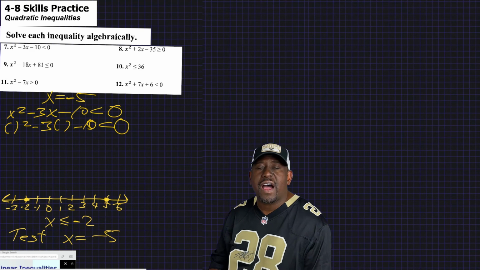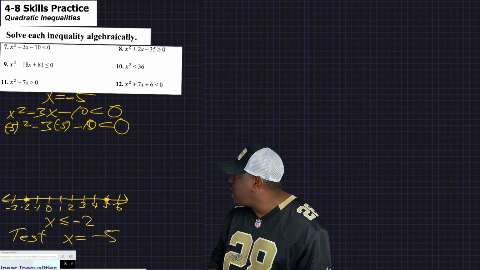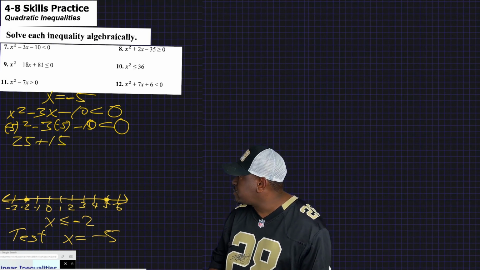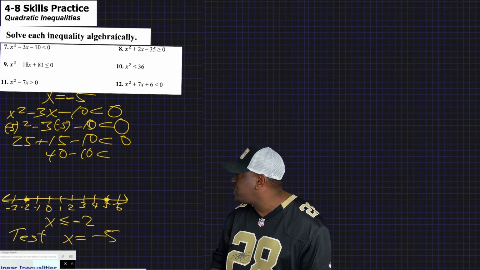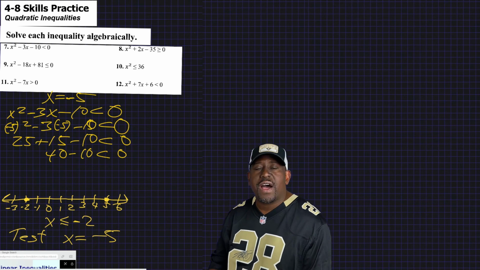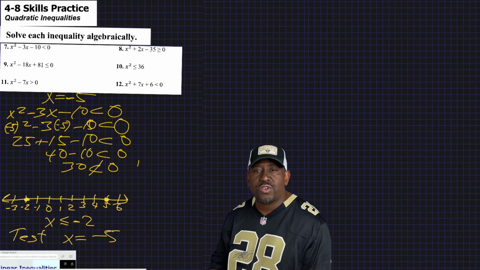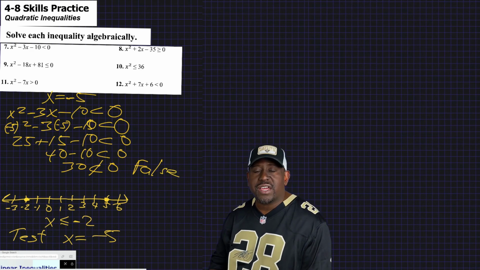So where x is, we will substitute the values of -5 for x. We will have -5 squared minus 3 times -5 minus 10, and we will test to see if that's less than 0. If it is, then it's true. So -5 squared is 25, -3 times -5 is 15. Then you bring down the negative 10. 25 plus 15 is 40. 40 minus 10 is 30. 30 is not less than 0. That is false. So that region will not be the answer, less than or equal to negative 2.